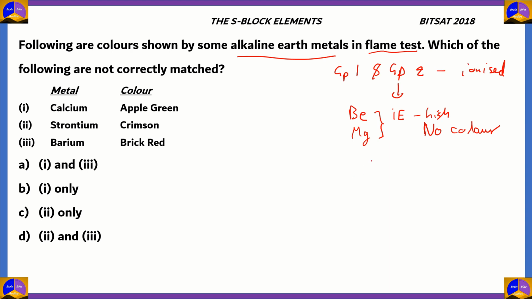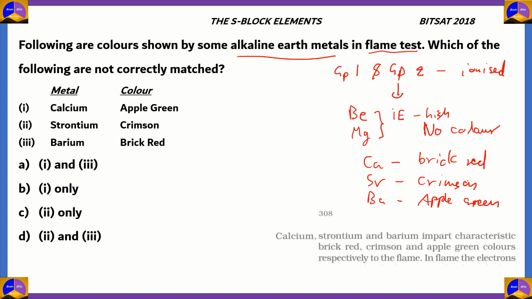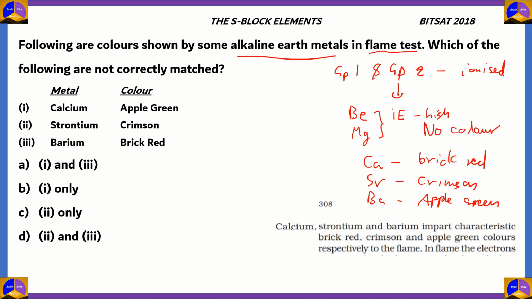If you look at it, calcium exhibits brick red, strontium exhibits crimson, while barium exhibits apple green. And this is also mentioned on page 308 of the NCERT textbook. Calcium, strontium, and barium impart characteristic brick red, crimson, and apple green colors respectively. So basically, brick red goes for calcium, crimson goes for strontium, and apple green goes for barium.